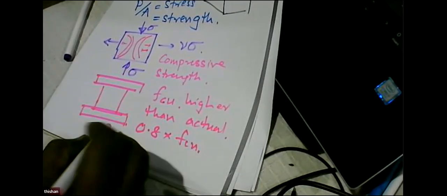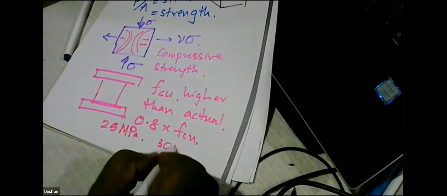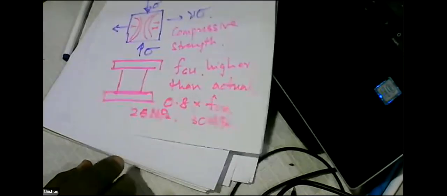And cube strength is actually higher than the actual strength. The actual strength is 0.8 times FCU. So that is the first thing you have to understand. When you say 25 megapascal concrete, the actual strength is only 20. When you say 30 megapascal concrete, the actual strength is 0.8 times 30, which is 24 megapascal. But this is an accepted method.